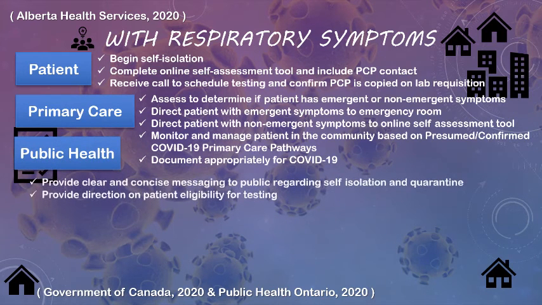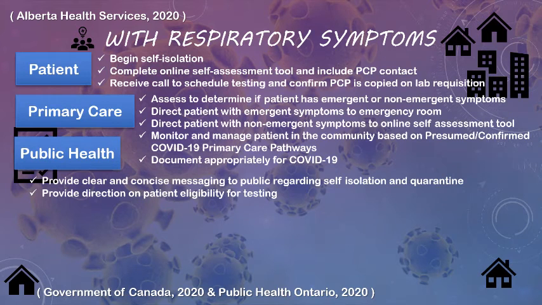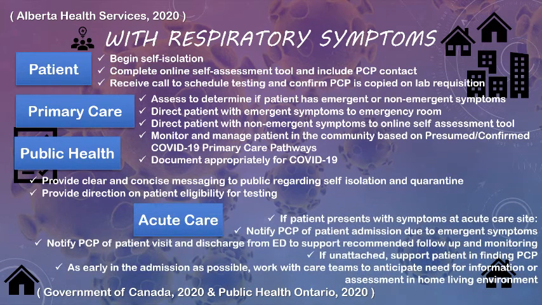Public health is responsible to provide clear and concise messaging to the public regarding self-isolation and quarantine, and provide direction on patient eligibility for testing. If a patient presents with symptoms at an acute care site, the acute care health providers should notify the primary care provider about the patient admission due to emergent symptoms. Notify the primary care provider of the patient visit and discharge from the emergency department to support recommended follow-up and monitoring. If unattached, support the patient in finding a primary care provider.